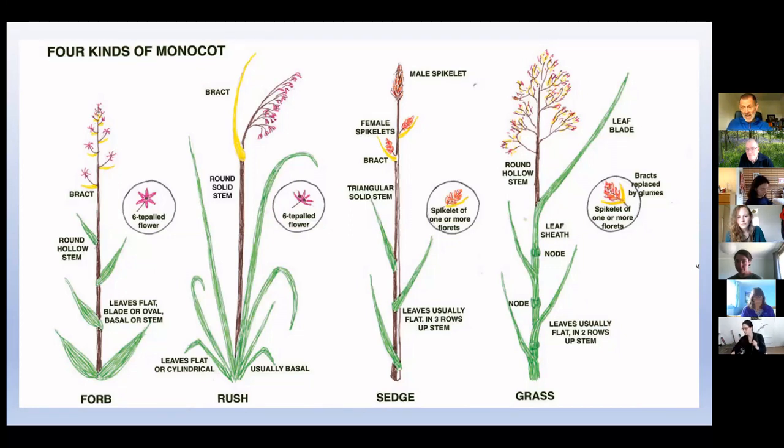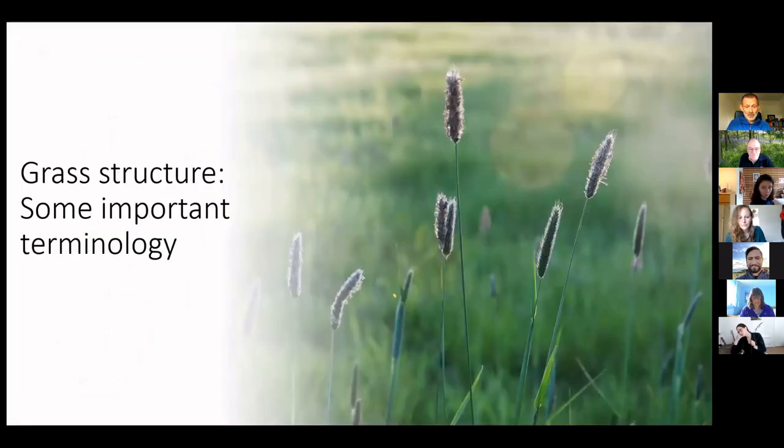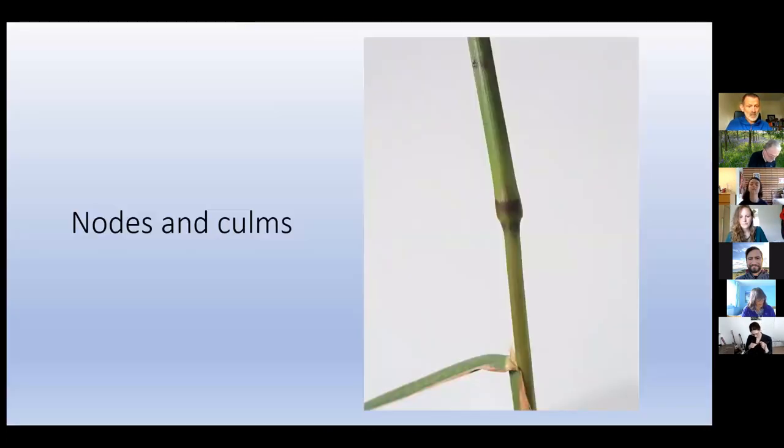Now in the book, there is a little key to help you go through that, but we're going to move on to grasses proper. So botanical terminology can be quite off-putting. It's a bit of a dark art, it's a second language, but it can really help you because the words describe specific things on the plants. So let's have a look at them.